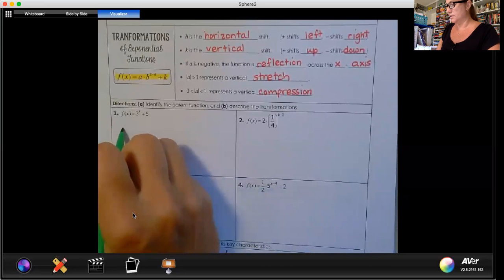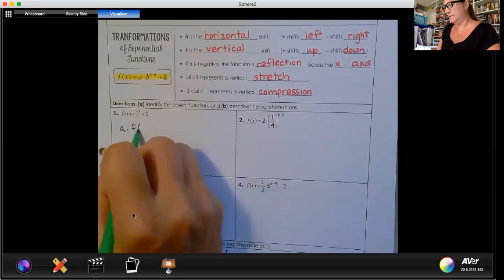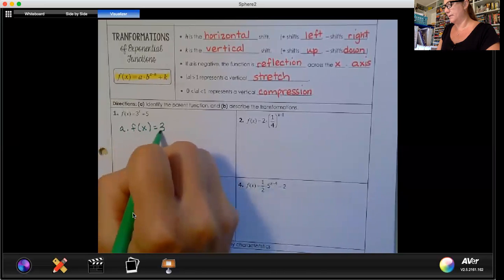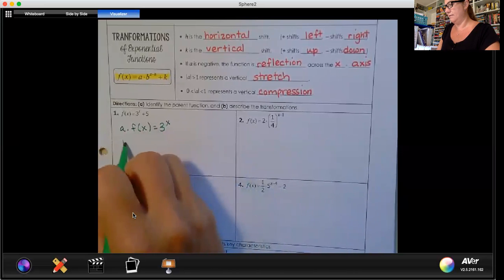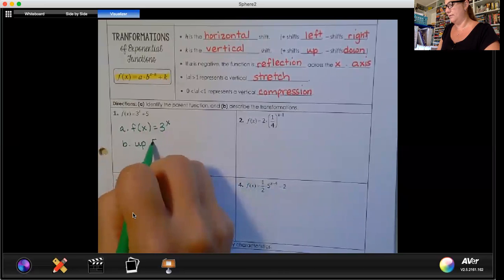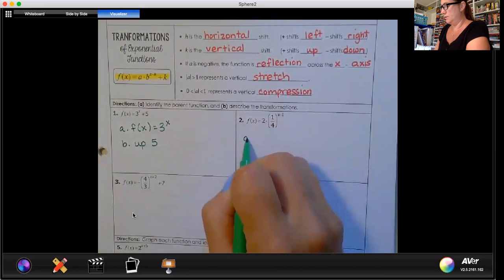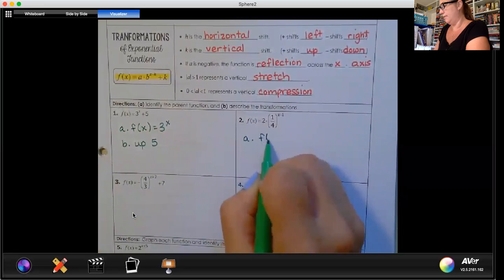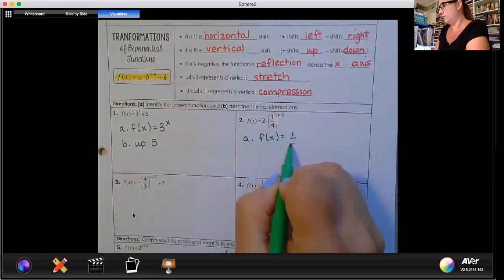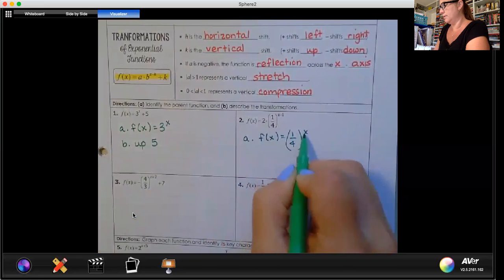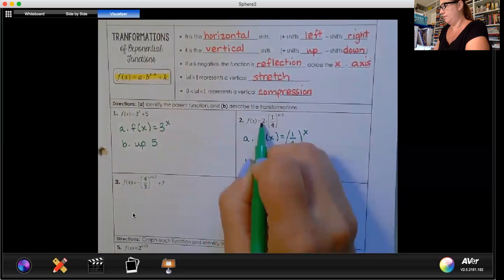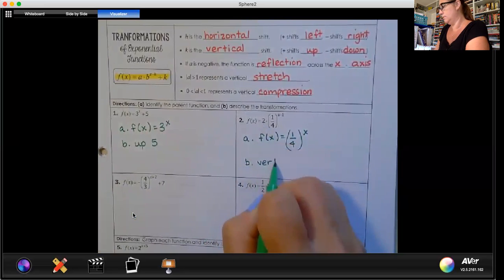So the parent function is f of x equals 3 to the x power. The plus 5 means you move up 5 for your transformation. Problem 2, part A, f of x equals 1/4 to the x power. We have a vertical stretch of 2.